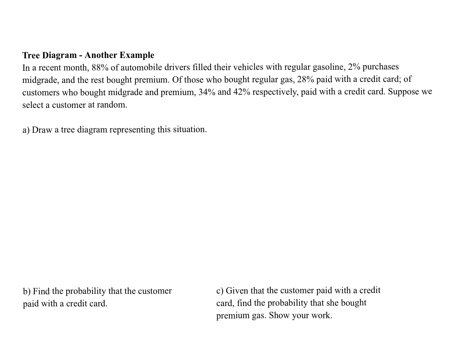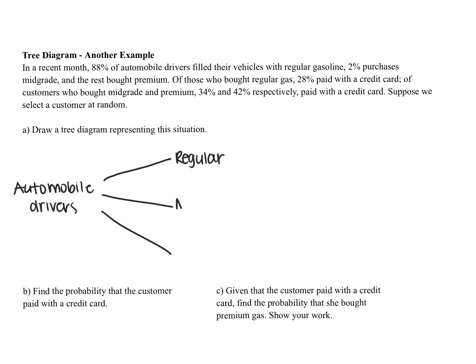So the population I'm looking at is automobile drivers. My first branches are the type of gas that was purchased. So you have regular, mid-grade, and premium. For my probabilities, we have 0.88 for regular, 0.02 for mid-grade, and then 0.10 for premium.